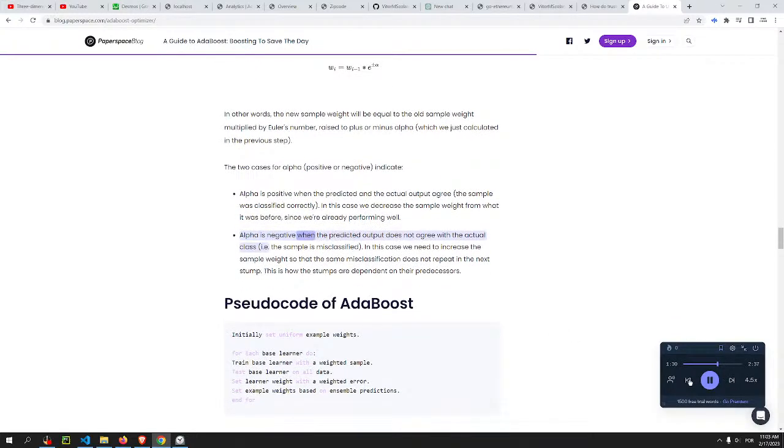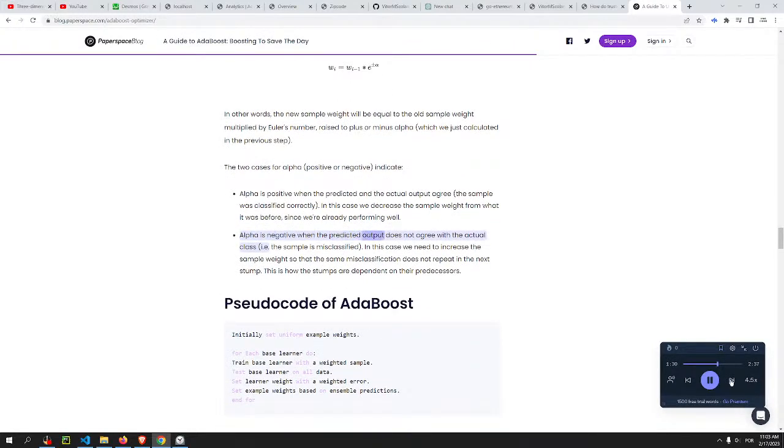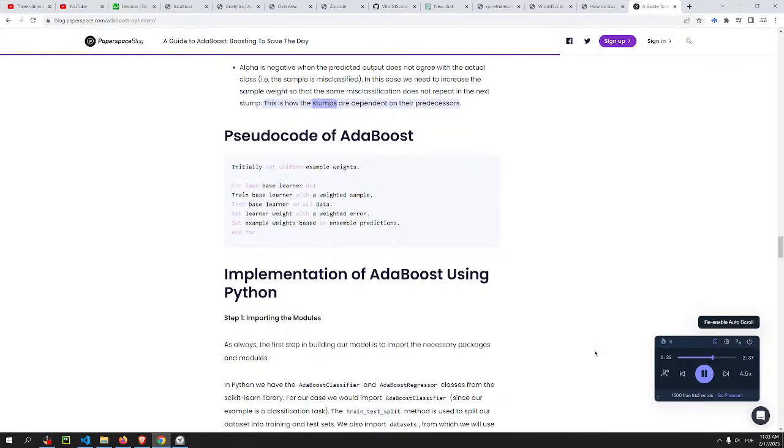In this case, we decrease the sample weight from what it was before, since we're already performing well. Alpha is negative when the predicted output does not agree with the actual class. The sample is misclassified. In this case, we need to increase the sample weight so that the same misclassification does not repeat in the next stump. This is how the stumps are dependent on their predecessor.